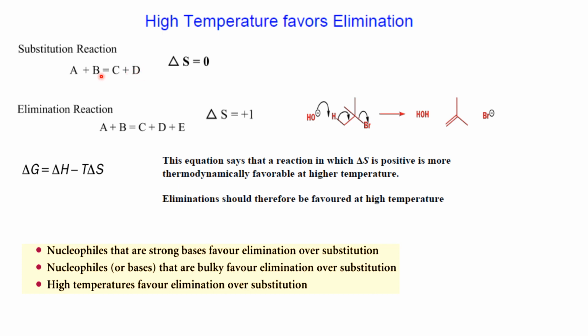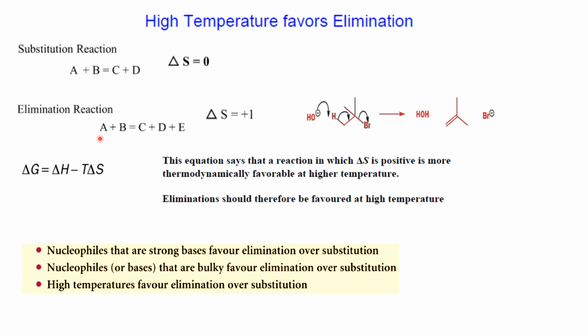So A plus B is equal to C plus D. When you look at the change in the entropy, that is equal to 0, because on the left hand side and the right hand side you have an equal number of molecules. Okay, so delta S is equal to 0. But when you consider elimination reaction, the condition is different.